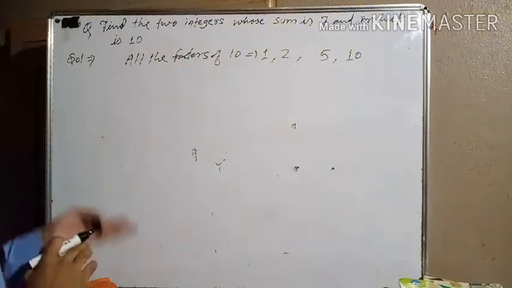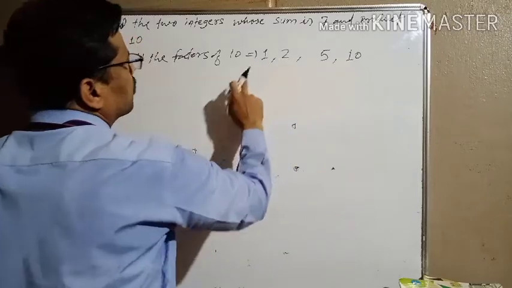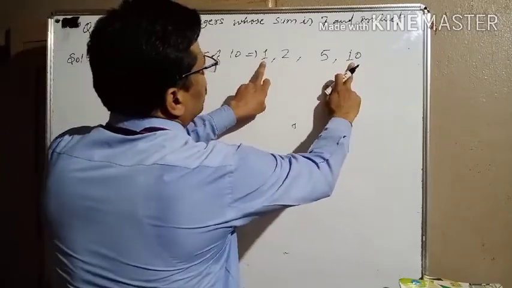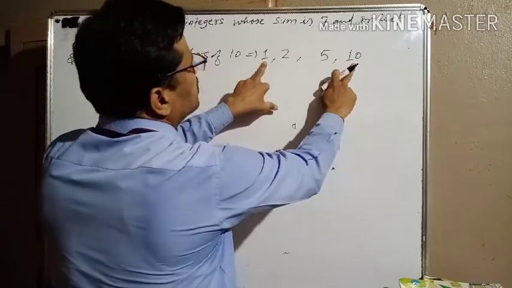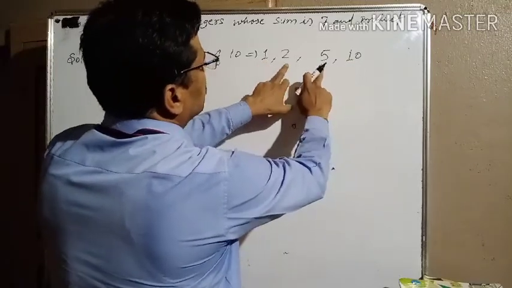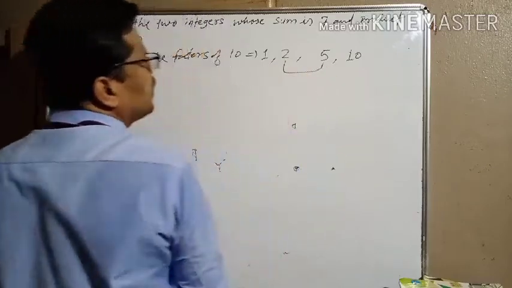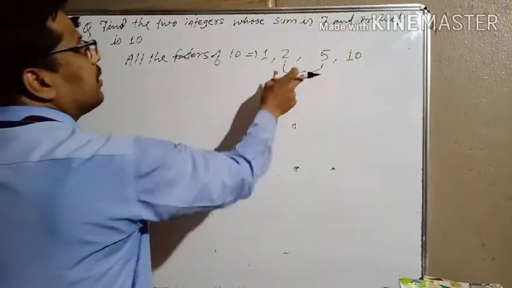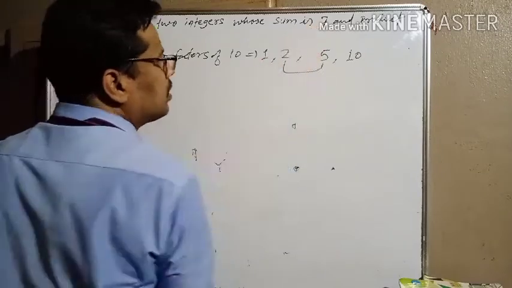Let's see here. We have four factors: 1, 2, 5, 10. When you multiply 1 and 10, you get 10. But when you add these two numbers, you get 11. Another pair of factors is 2 and 5. When you multiply 2 and 5, you get 10. And when you add them, you get 7. This is our required answer.